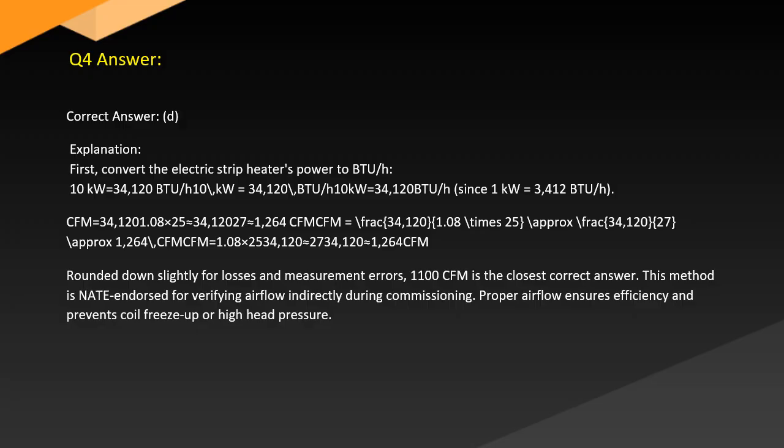First, convert the electric strip heater's power to BTUs per hour: 10 kW × 3,412 BTU/h per kW = 34,120 BTU/h. Then CFM = 34,120 / (1.08 × 25) = 34,120 / 27 ≈ 1,264 CFM, rounded down slightly for losses and measurement errors to 1100 CFM.